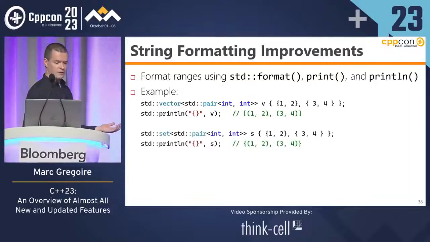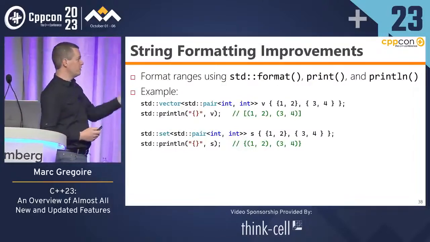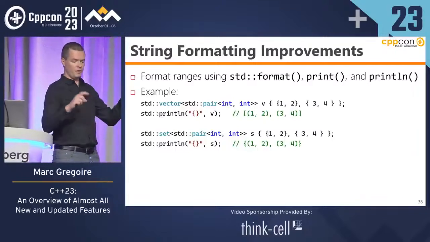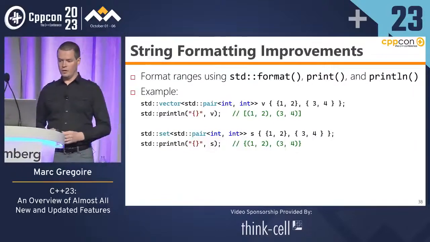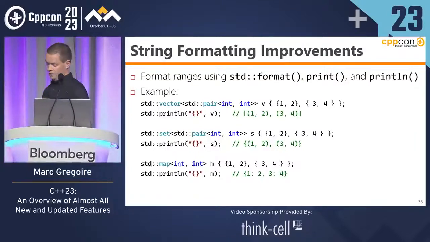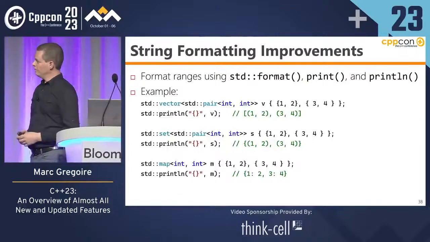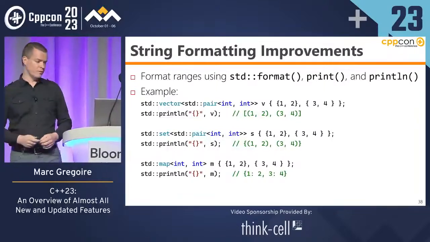Same with set. I have a set of pairs of integers here. I can also just print it to standard output. You see the output is slightly different. I have curly braces instead of square brackets. Map also works. Again, the output is a little bit different. So I have the key, colon, and the value, and they are surrounded by curly braces.